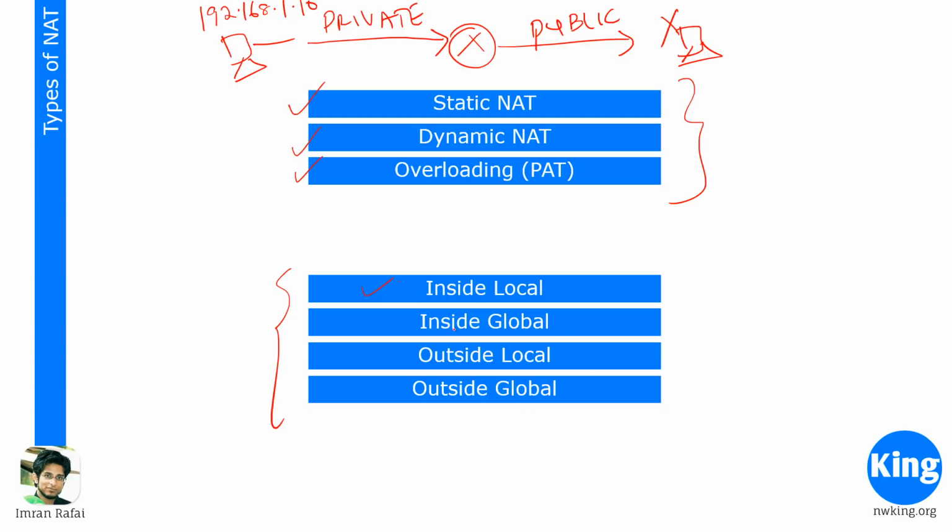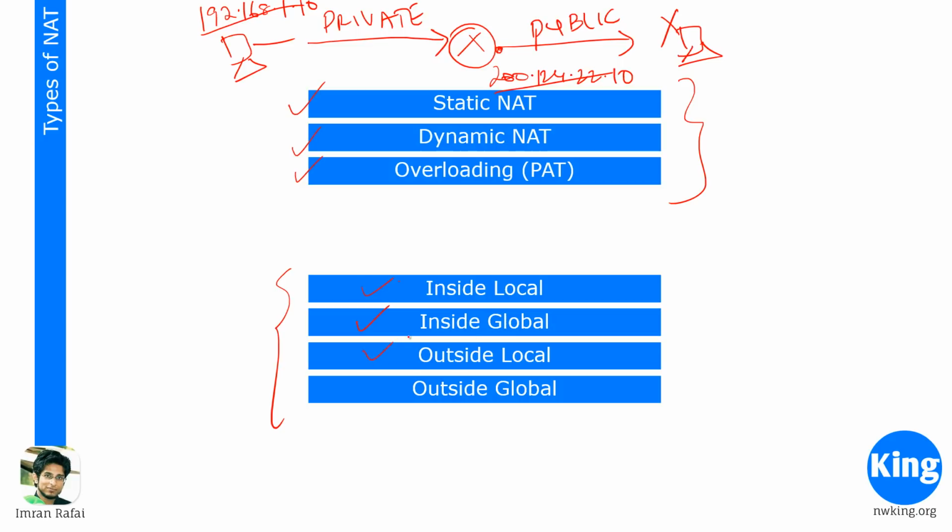Inside global. If this packet goes to the internet, what is it globally known as? So let's say this is 200.124.22.10. So inside global is going to be this address. So inside local is the private IP address. Inside global is the public IP address which it is going to be translated to.